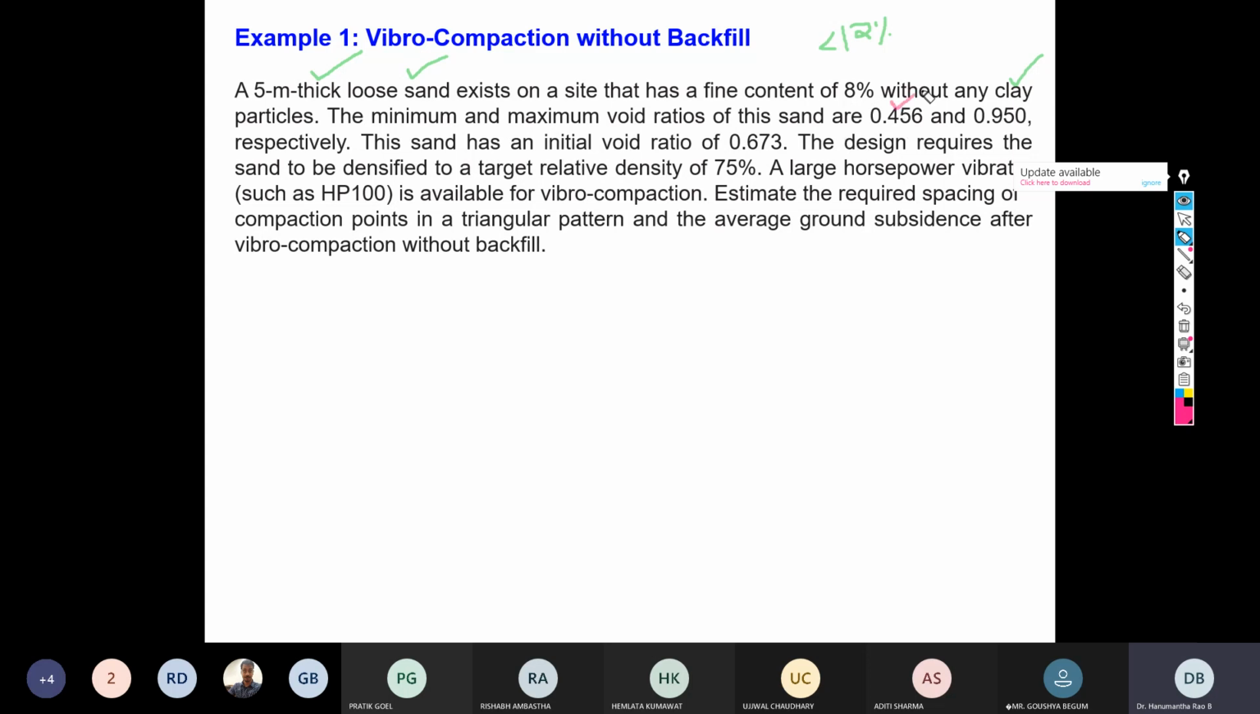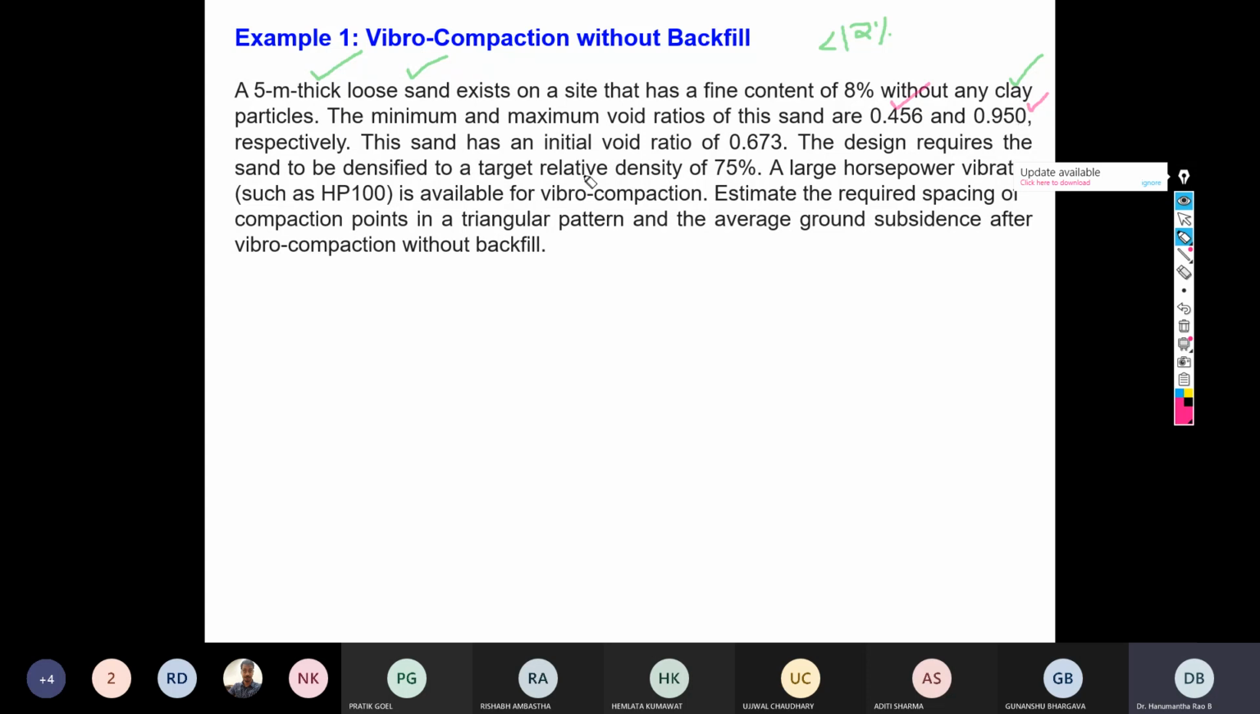Initial void ratio is 0.456, as you can see here. The final void ratio is 0.95, so there is a huge change in the void ratio. This change is attributed to vibrocompaction. So 0.456 means a loose deposit, 0.95 means a dense deposit of the sand.